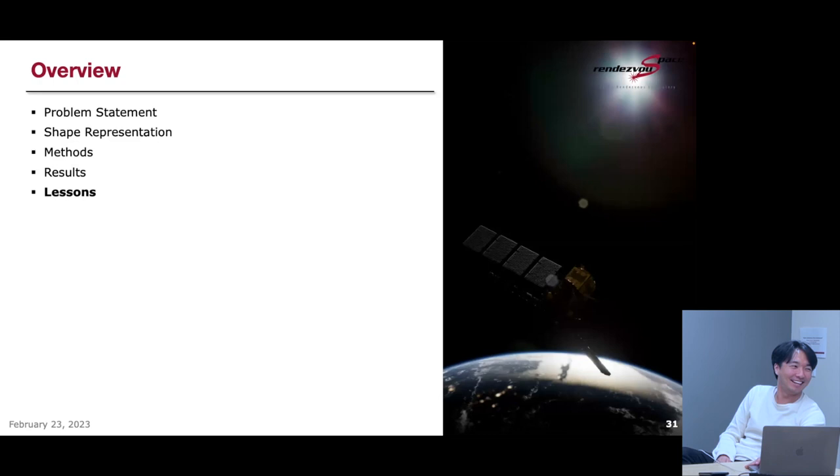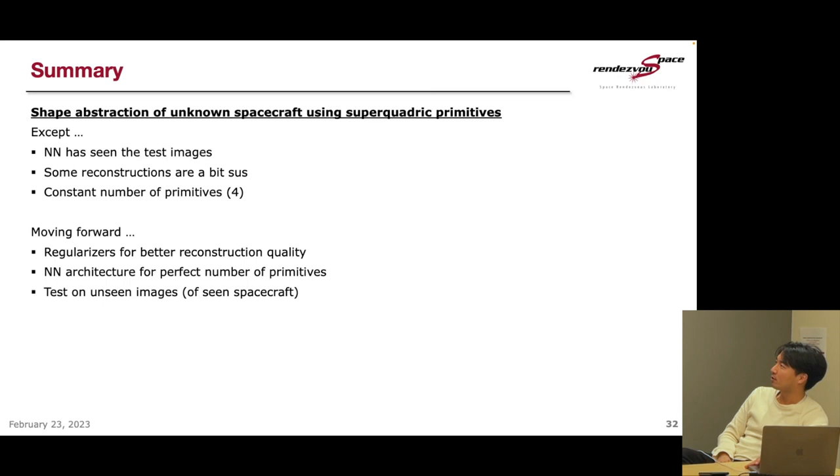Okay, so in summary, shape extraction of unknown spacecraft, quote unquote, using superquadric primitives, except our neural network has seen the test images and some reconstructions are a bit sus, and we're using a constant number of primitives, which is not ideal as well. So moving forward, within this framework of shape extraction algorithm, obviously, maybe some regularization in terms of the symmetry, or there are other regularization losses in these kinds of shape reconstruction.